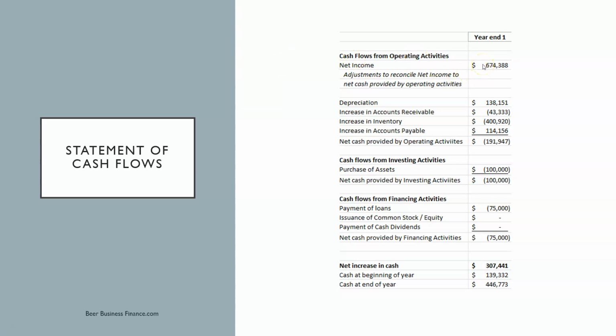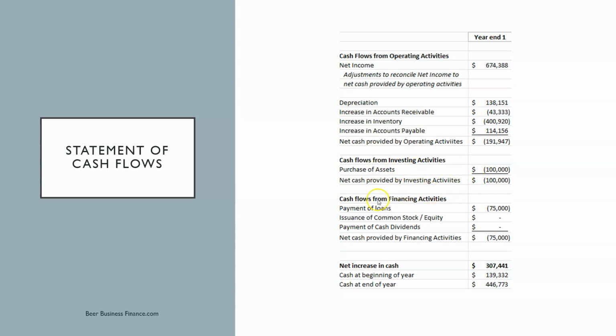So we'd start with what our net income might be, and then we're going to make certain adjustments based on changes in these balance sheet items. So you can see an increase in accounts receivable and inventory and accounts payable is going to have this effect on cash flow. Cash flows from investing activities make a little more sense. The purchase of assets. All right, so we bought some fixed assets. We spent $100,000 on it.